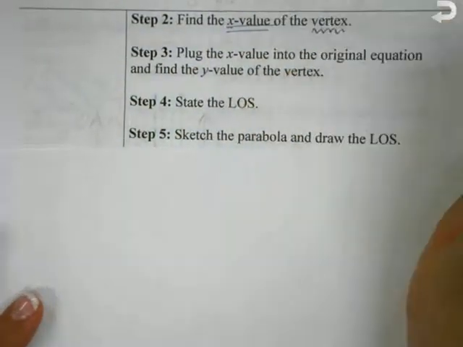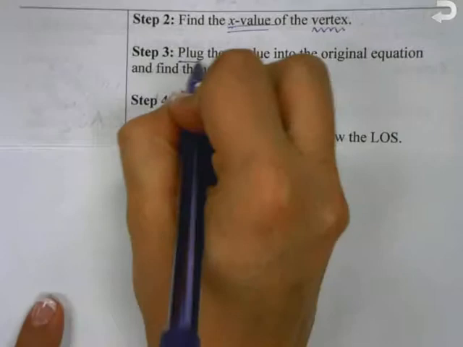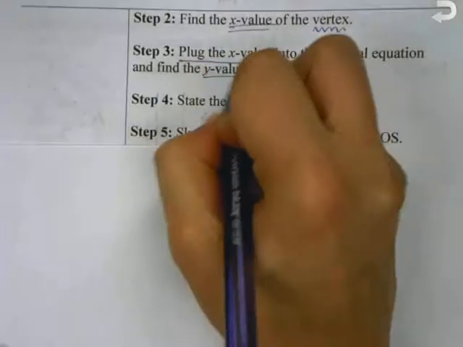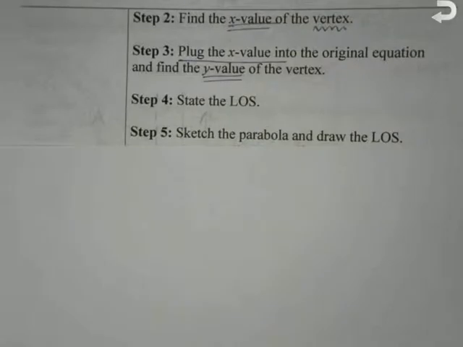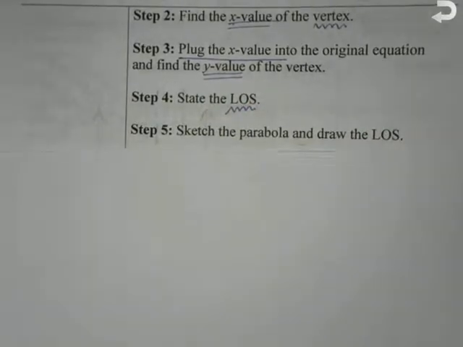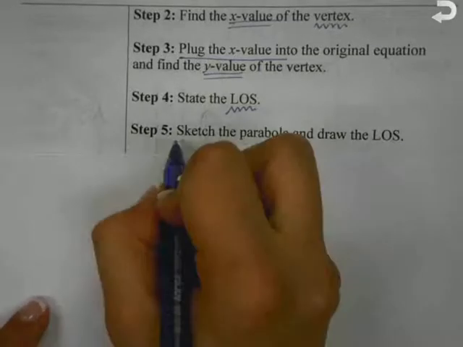Step 3, after we have the x value, we need to find the y value. So we're going to plug in the x value, and that's going to give us the y. After we find x and y of the vertex, we can find the line of symmetry, or LOS. And then after we do all of that, we get to sketch the parabola. And make sure you also draw the line of symmetry.